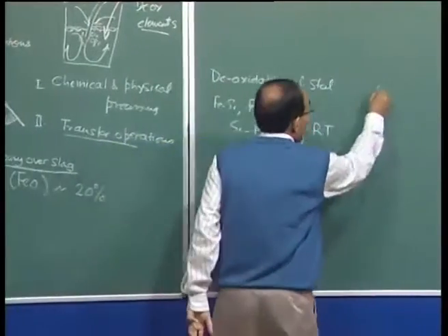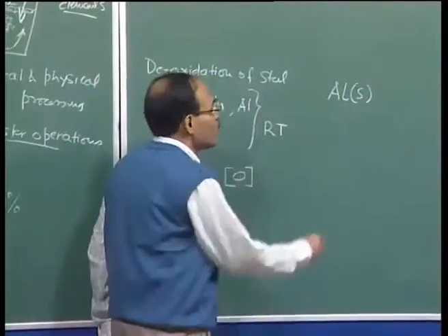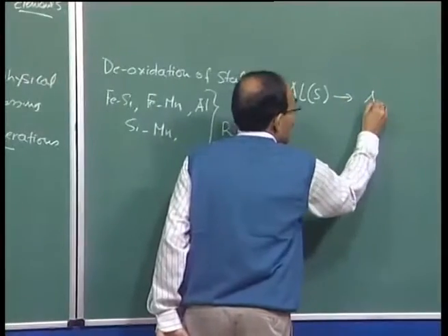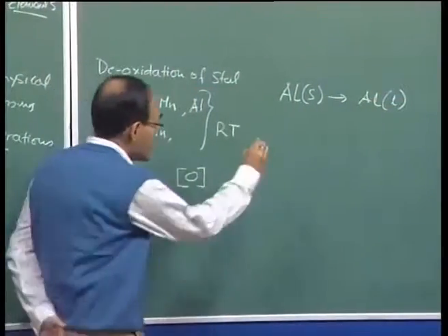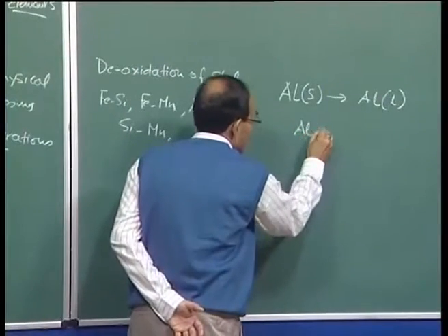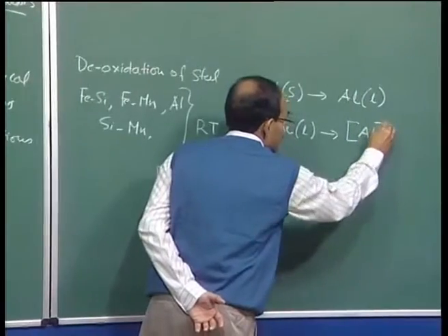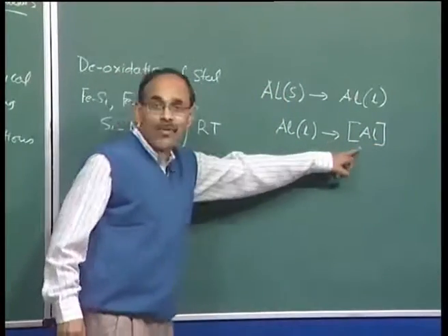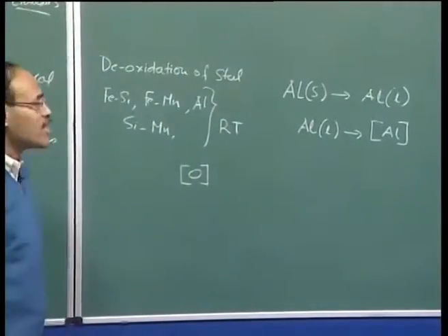So, we have, for example, aluminum which is in solid form, and then this aluminum becomes liquid form. So, aluminum melts, and this liquid aluminum then gets dissolved in. Once aluminum gets dissolved into steel, it can now see oxygen, and as a result aluminum and oxygen can react.